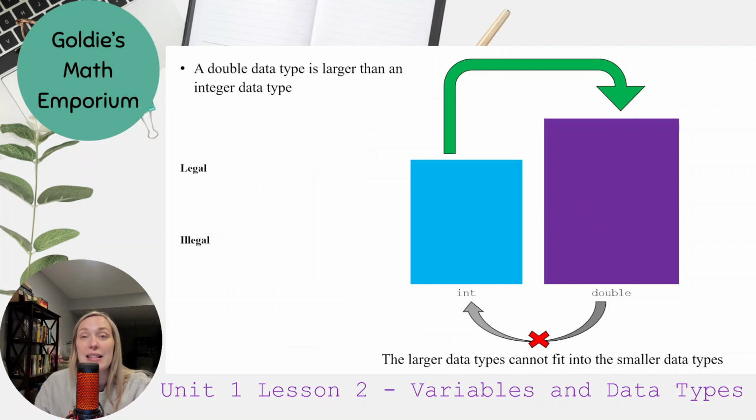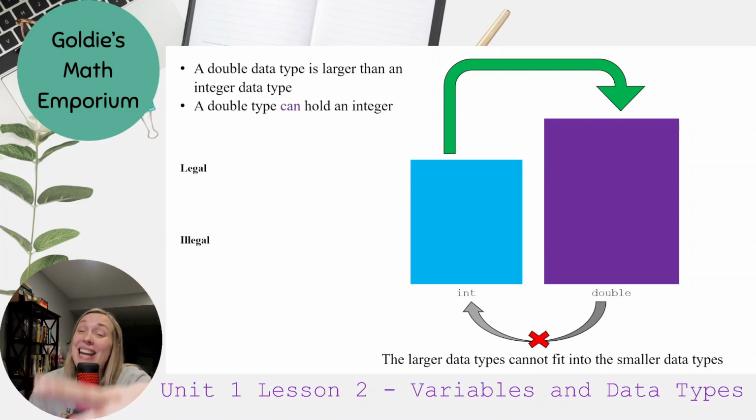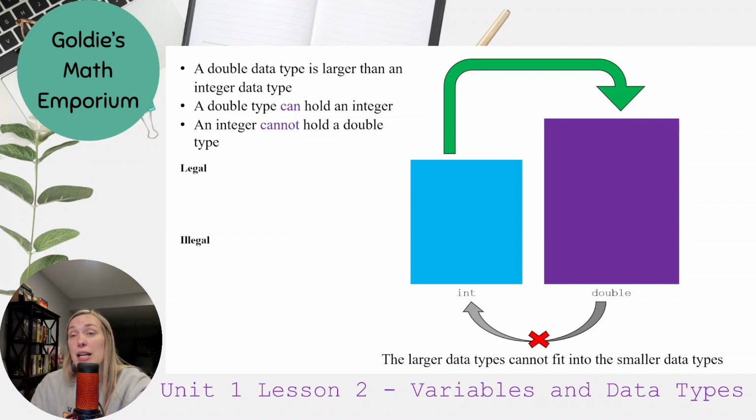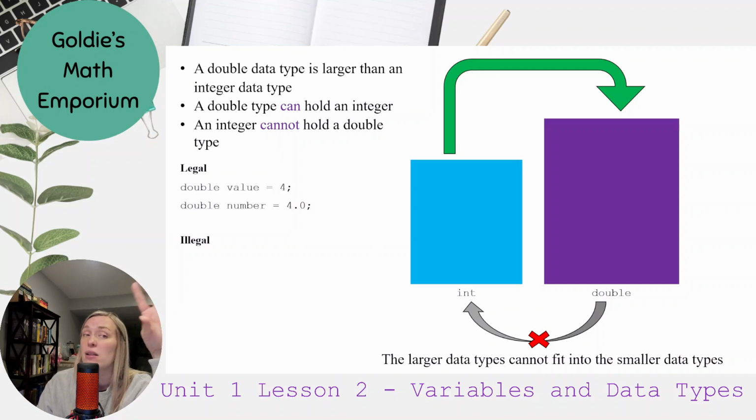I narrow it down to int and double because these are the 2 data types we're working with in CSA. Because a double is larger than an integer, a double can hold an integer, like I said, but an integer cannot hold a double. So these are 2 legal ways to store data in a double. I could put 4 into an identifier called value, a double container, or I could put 4.0 into a number in a double container, right? Totally legal. A double can hold integer values, okay?